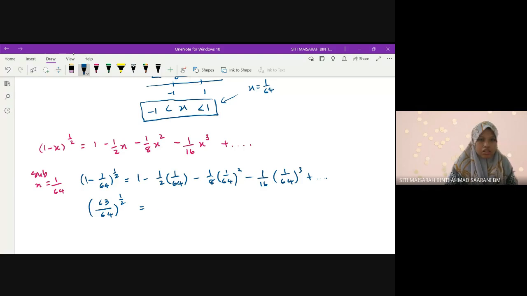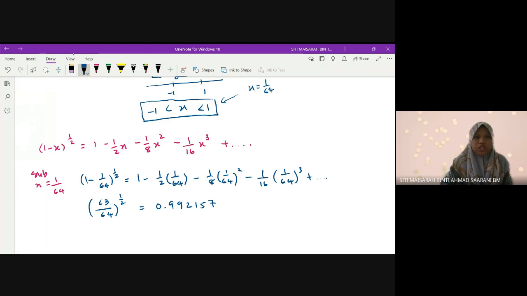Suppose it is 0.992157, am I correct? Yes. Okay.